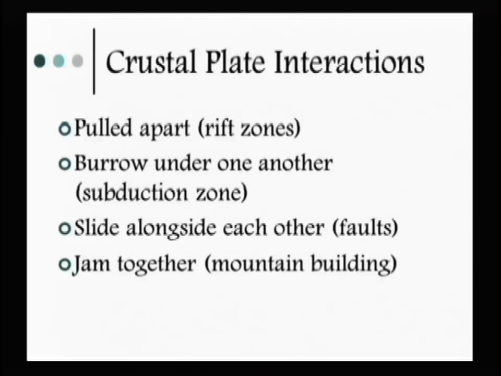So now, what can happen when crustal plates run into each other? Well, they can be pulled apart, and that's called a rift zone. They can burrow one under the other. That's called a subduction zone. They can slide alongside each other, and that's called a fault line. That's the one that you're probably more familiar with. Or they can jam together.